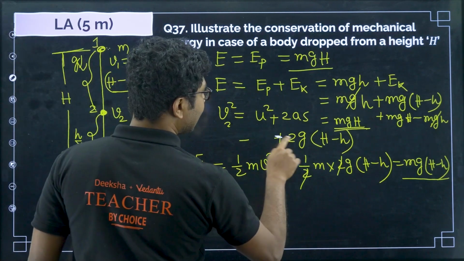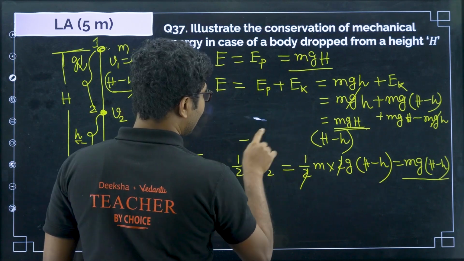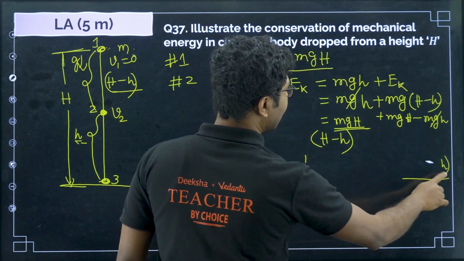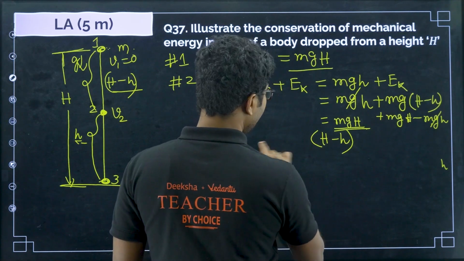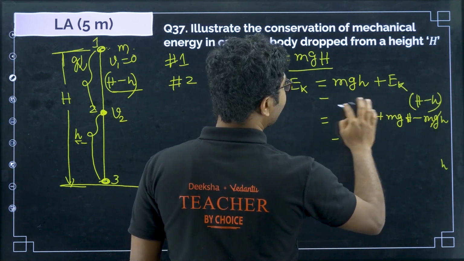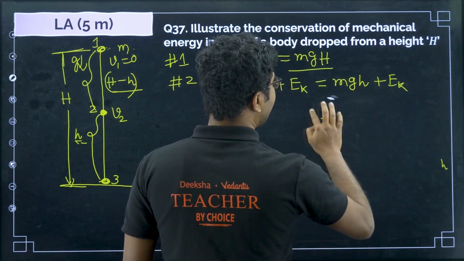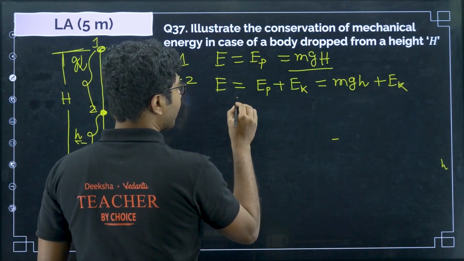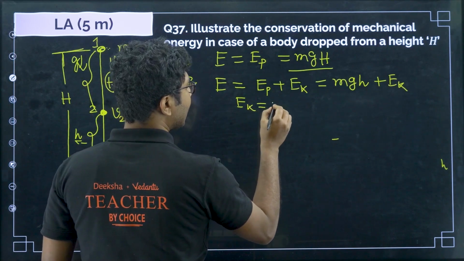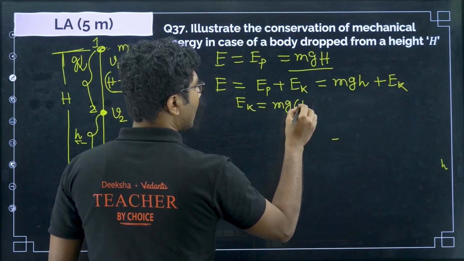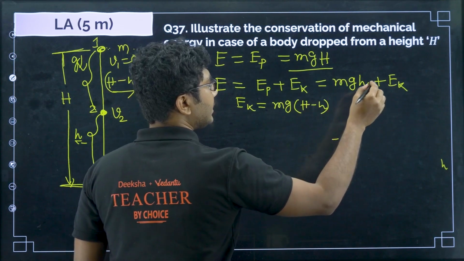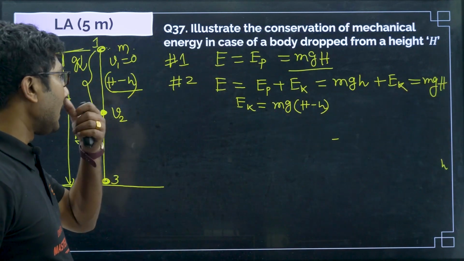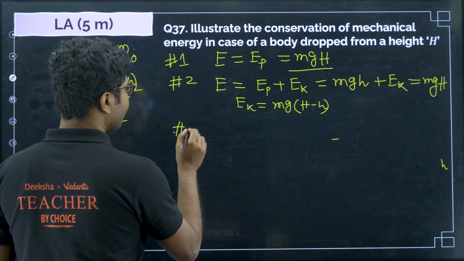The only thing, as I said, that you have to do is calculate that intermediate kinetic energy, which might feel tricky, but it is not actually. So basically after calculating everything, let me summarize: at this second point, Ek is calculated as mg(H minus h). So the total energy turns out to be mgH. Now we have to do the same for the third position.